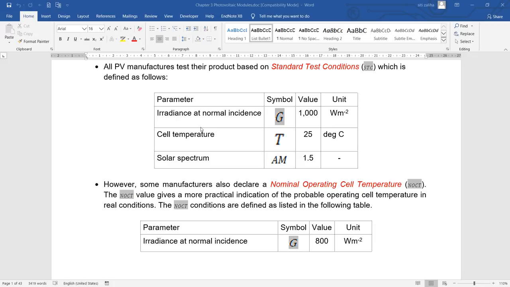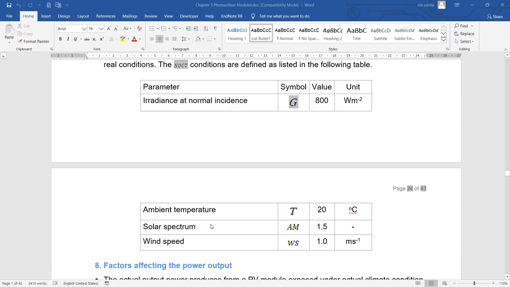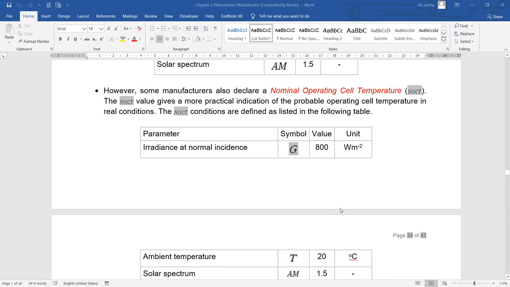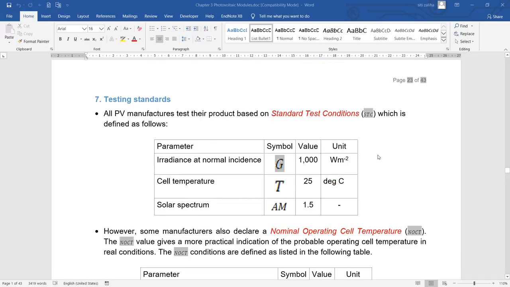Because for STC, we can't have this 25 degrees Celsius at solar irradiance 1000 watt per meter squared in real operating condition. So they make another test we call NOCT, which is at irradiance 800 watt per meter squared, ambient temperature 20 degrees Celsius, solar spectrum AM 1.5 and wind speed 1 meter per second. For Malaysia, our ambient temperature is between 25 to 28 degrees Celsius. So NOCT is more acceptable in the Malaysian climate compared to STC.